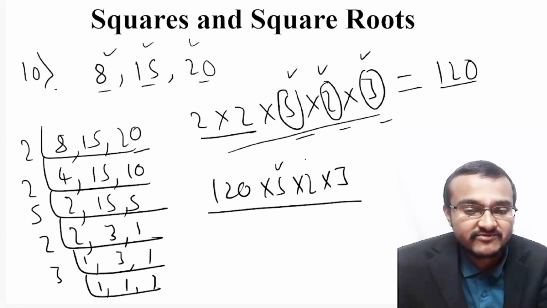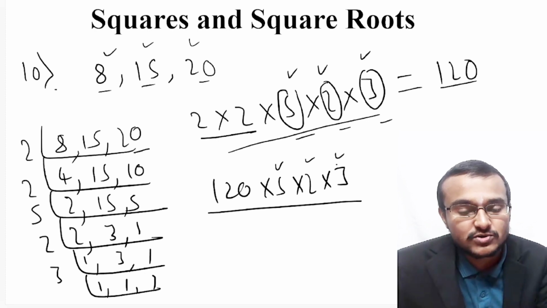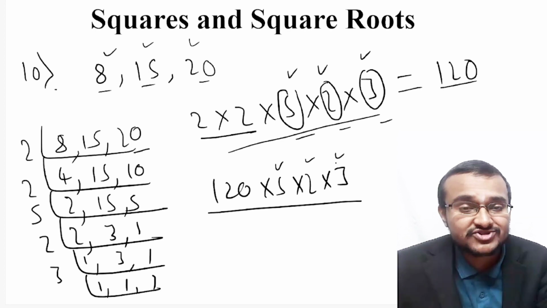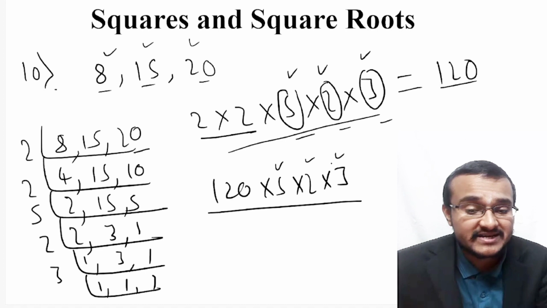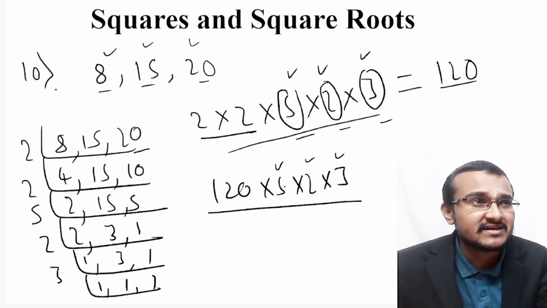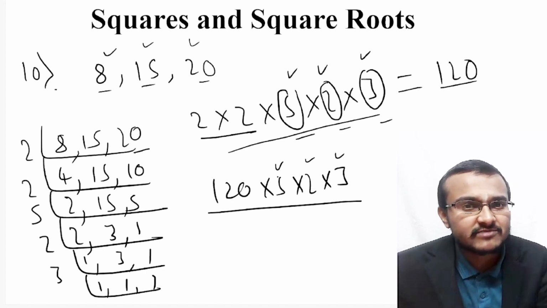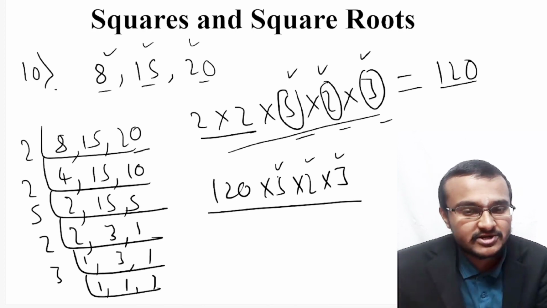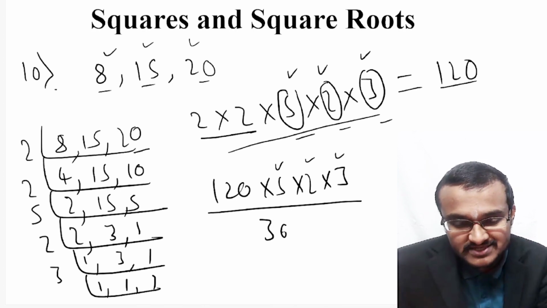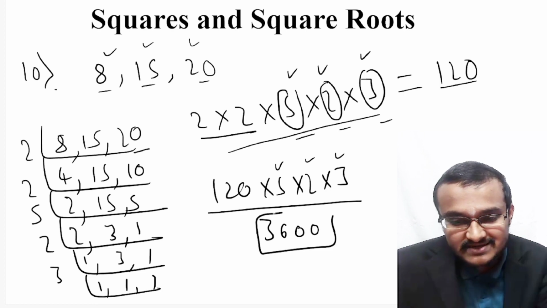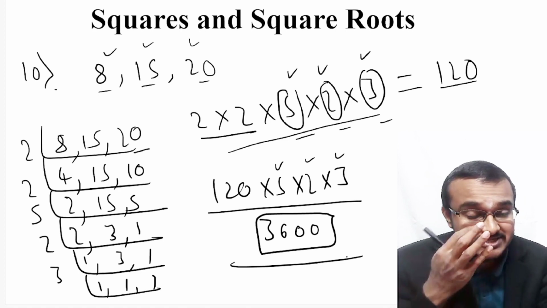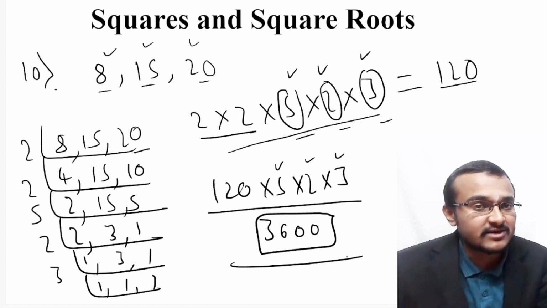So that's why we are putting one more 5, one more 2 and one more 3 for this 120. So 120 into 2 will be 240, 240 into 3 will be 720, 720 into 5 will be 3600. So this 3600 is the lowest perfect square number which is divisible by 8, 15 and 20.